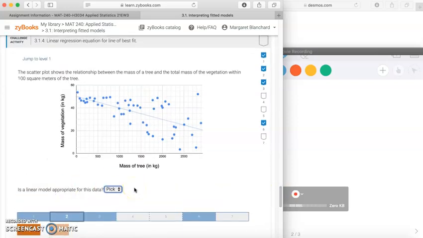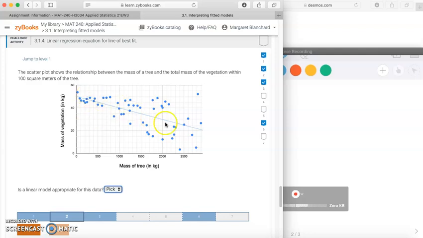The scatter plot shows the relationship between the mass of a tree and the total mass of the vegetation within 100 square meters of the tree. You see here, mass of tree is your X, so as a tree gets bigger, what they're saying is the mass of vegetation within 100 square meters of it goes down. So they're saying that there might be less vegetation around a larger tree.